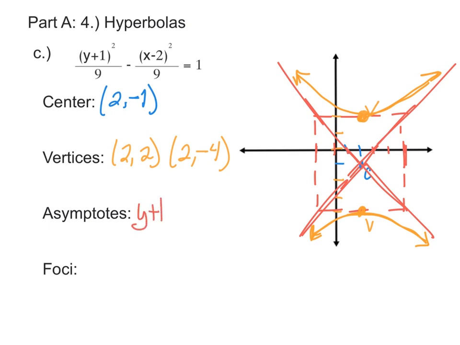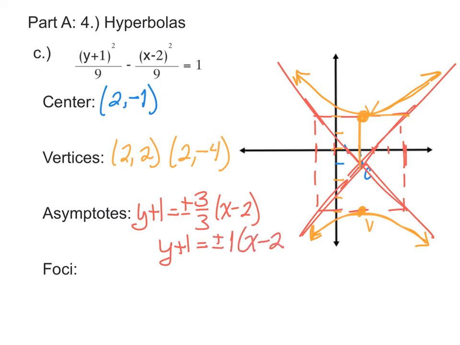Y plus 1 is equal to plus or minus the slope times x minus 2. And going back to my box, rise over run, we can see that we rose 3 and we ran 3. So that would be my slope. And when we simplify things, we'll have y plus 1 is equal to plus or minus 1 times x minus 2. The last thing to do is to identify the two foci.